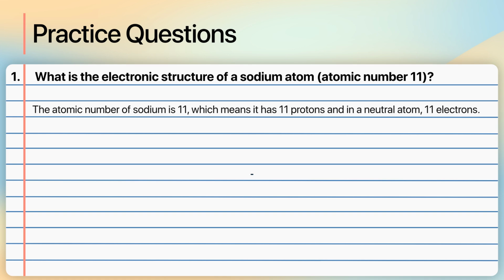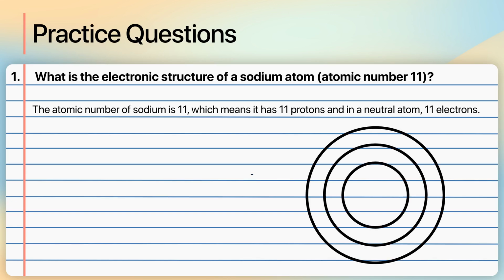The atomic number of sodium is 11, which means it has 11 protons and, in a neutral atom, 11 electrons. So we place the first 2 electrons in the first shell. We can draw them on our diagram as crosses like this. The next 8 electrons go into the second shell. The remaining 1 electron goes into the third shell. So the electronic structure of sodium is 2, 8, 1.